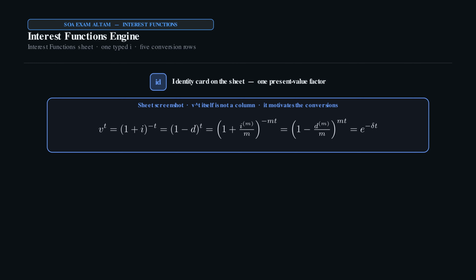The identity card at the top of the sheet says v to the t equals (1 plus I) to the minus t. That is also (1 minus d) to the t. It is also (1 plus I upper m over m) to the minus mt. It is also (1 minus d upper m over m) to the plus mt. And it is e to the minus delta t. The sheet does not compute a v column. The card is there so you remember every nominal symbol is just another way to write the same discount.